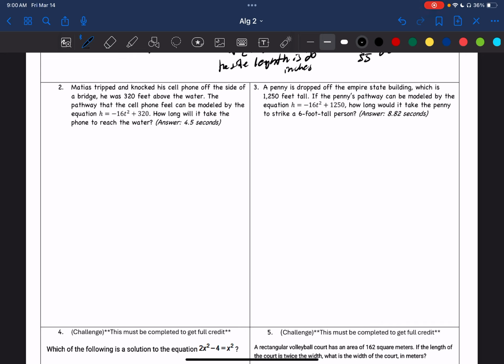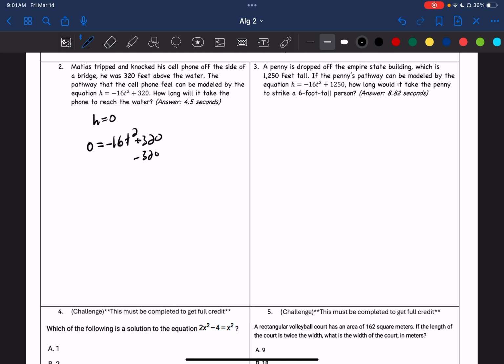And so we want to think about when will it hit the water? Well, if the bridge is 320 feet above the water, then the water must be at h is equal to 0. So we want to figure out at what time will h be equal to 0. We can put 0 in for h in our height equation, and then we just need to solve for t. There we go. So negative 320 is equal to negative 16t squared. Divide by negative 16, divide by negative 16, we get t squared is equal to positive 20.